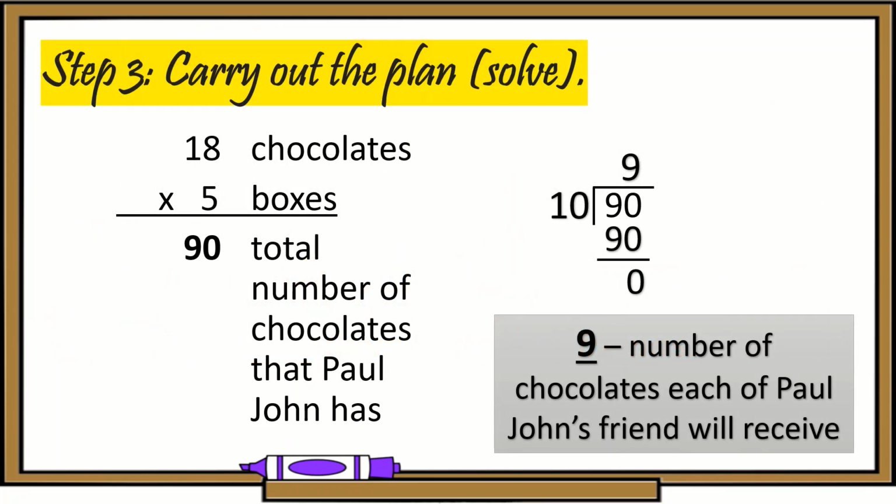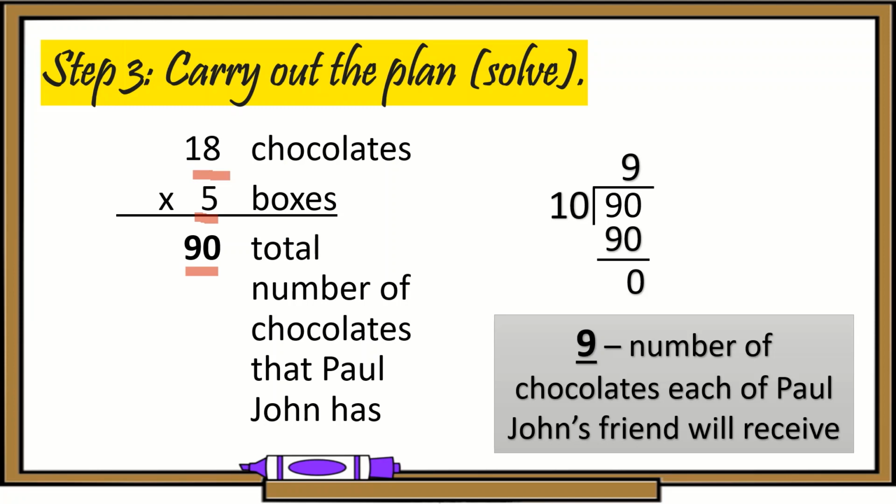For step 3, carry out the plan or solve. So, kung titingnan natin yung step 2, sabihin natin, we are going to multiply, then divide. So, now, in step 3, i-carry out na natin yung plan. Yung ating 18 chocolates ay ita-times natin sa 5 boxes. That is why we have 90 as a total number of chocolates that Paul Chan has.